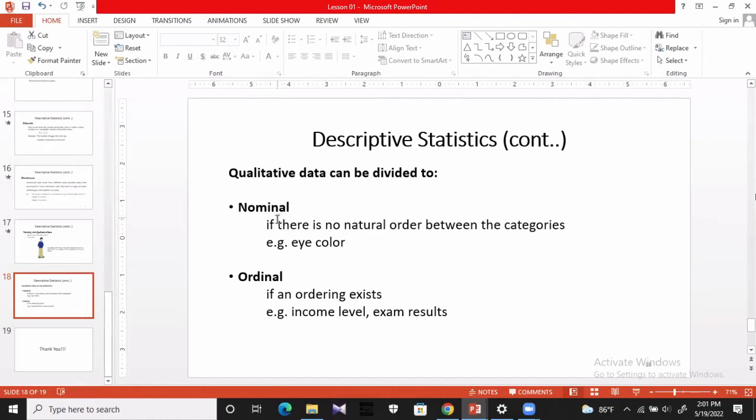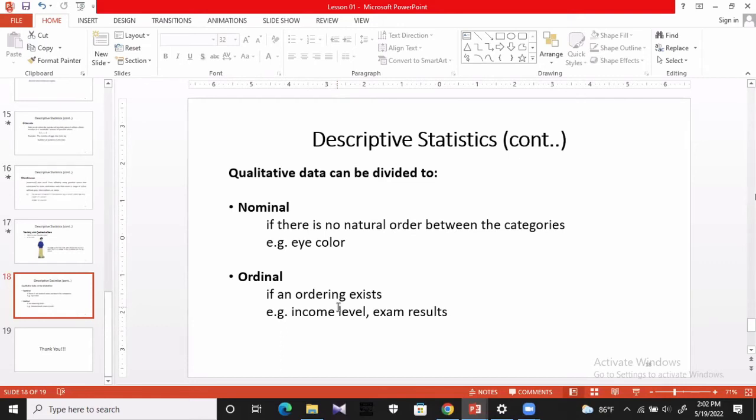In nominal qualitative data, there is no natural order between the categories. For example, if you consider the gender of a student or a person, gender cannot be arranged in an order. Gender is just a gender. It can be either male or female. There's no order between male or female. There's no middle part. If you take a person, he or she should be a male or a female, right?